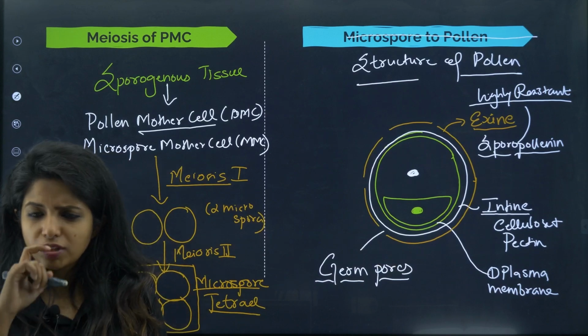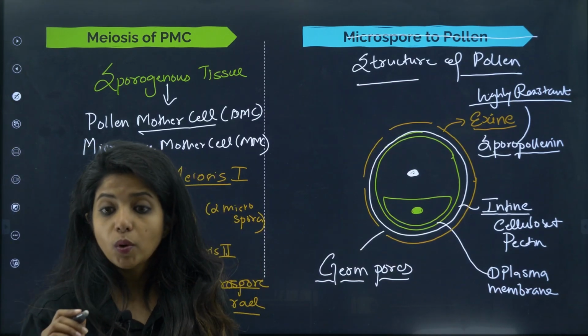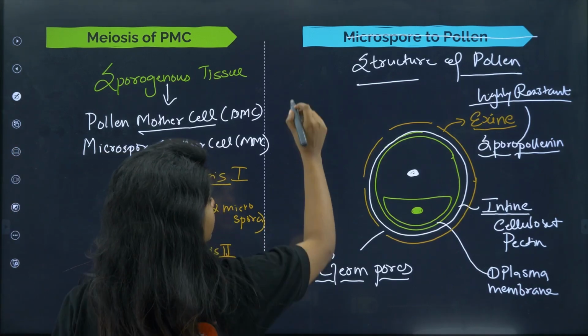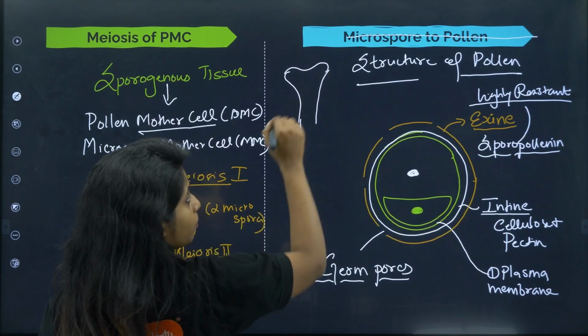So why are germ pores there? Basically germ pores are there in the exine because you want the pollen tube. So when pollen goes and lands on the stigma of a flower, basically in the female reproductive tract, right?